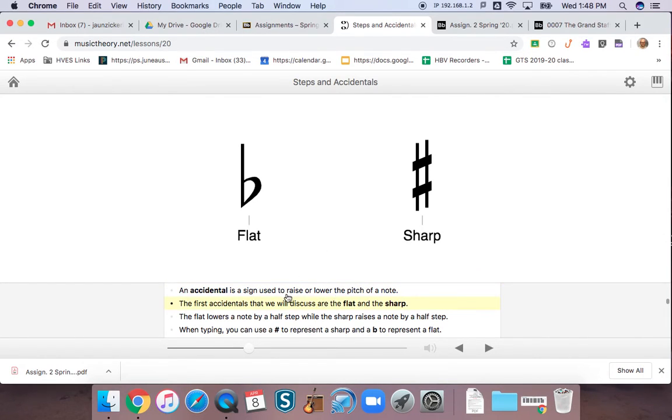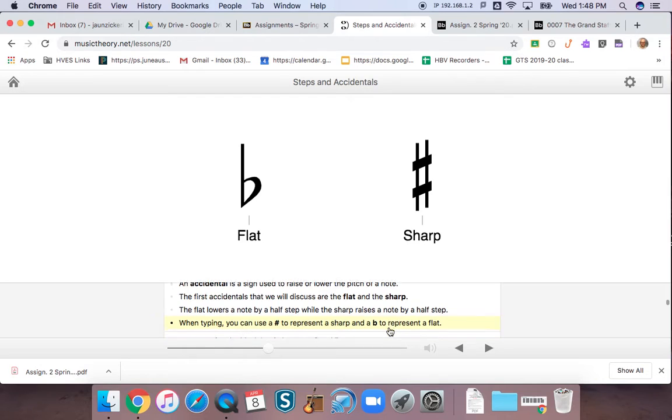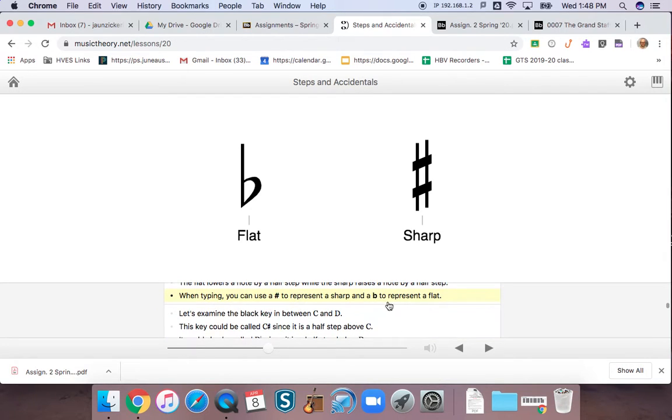And the word for that is accidentals. So when we put one of these symbols in front of a letter name or a note, if we were to isolate this, these are called accidentals. Not super important for now, but just so that you have an idea. The first accidentals that we will discuss are the flat and sharp. The flat lowers a note by a half step, while the sharp raises a note by a half step. Only a half step.